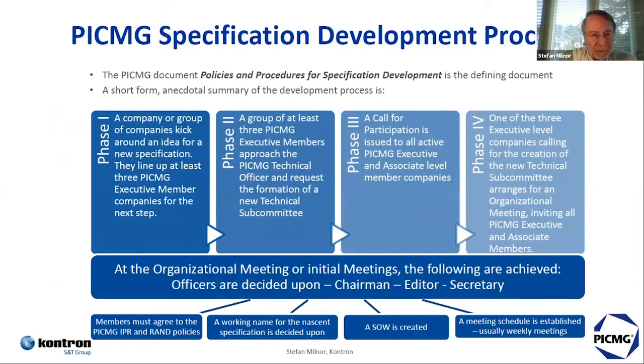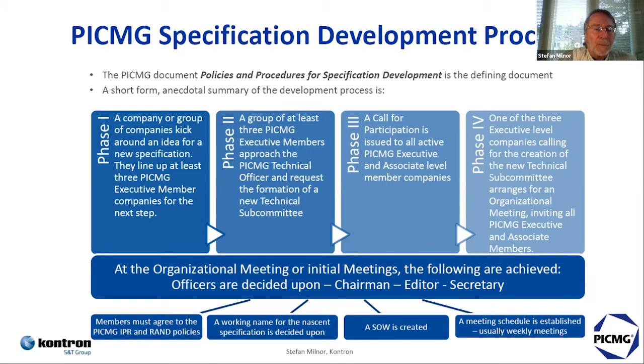So this slide is about the PICMG specification development process. The actual rules are defined in a PICMG document called Policies and Procedures for Specification Development. This slide sort of summarizes those rules, but it's a short form anecdotal summary. The process has been divided up into 4 parts here. The 4 parts are not official PICMG terminology. It's just the way we decided to present the material.